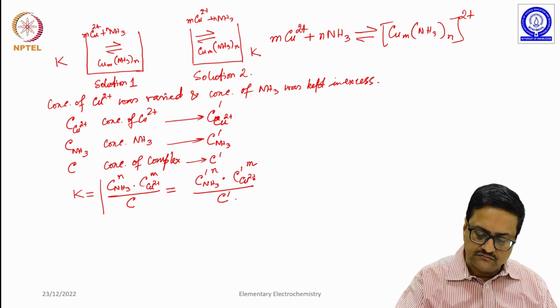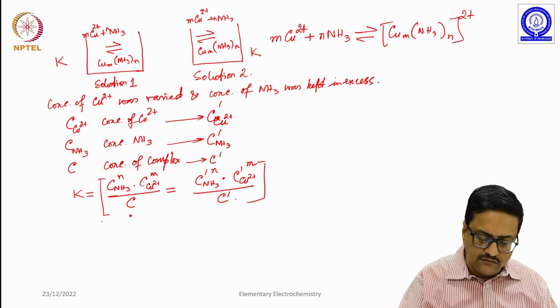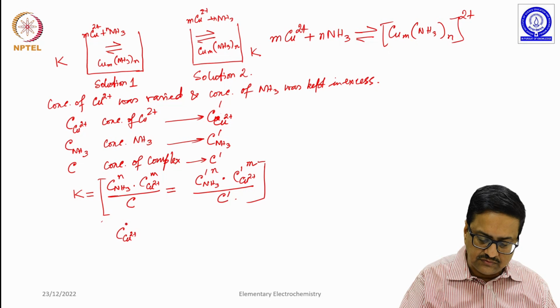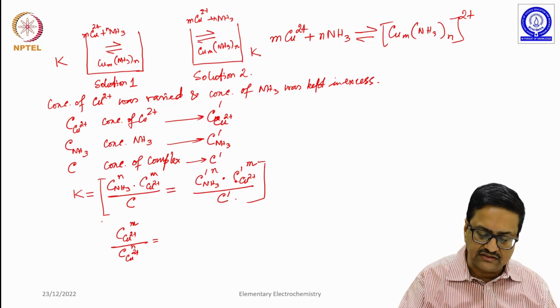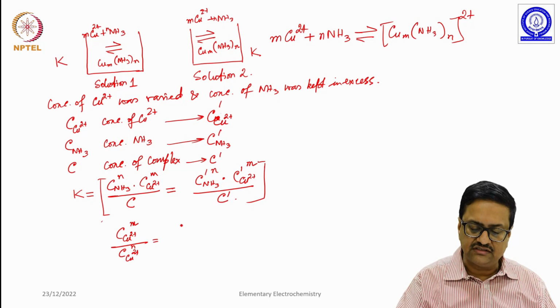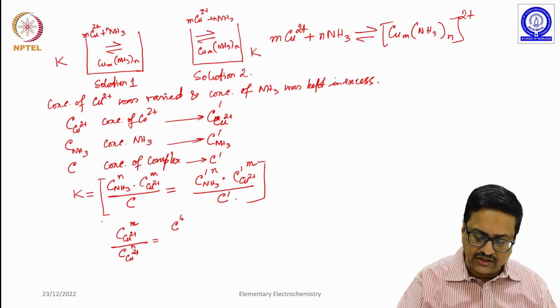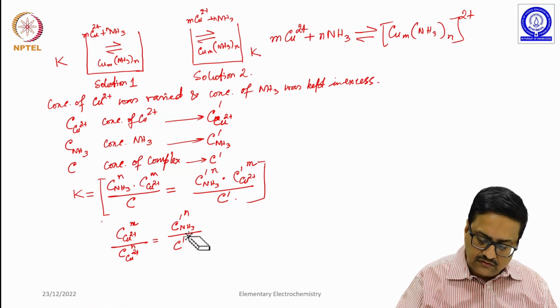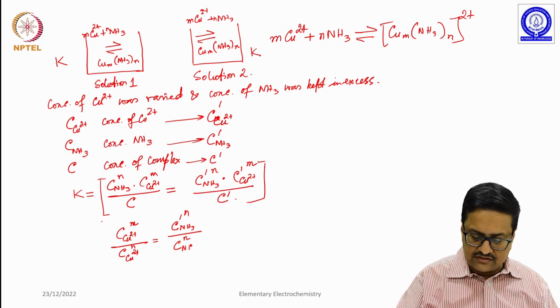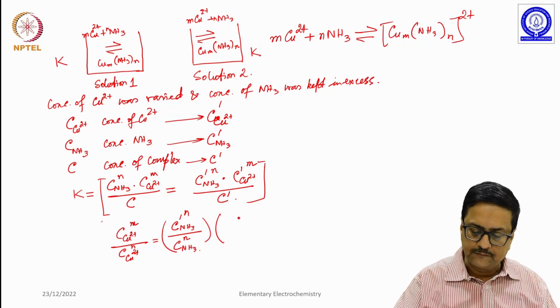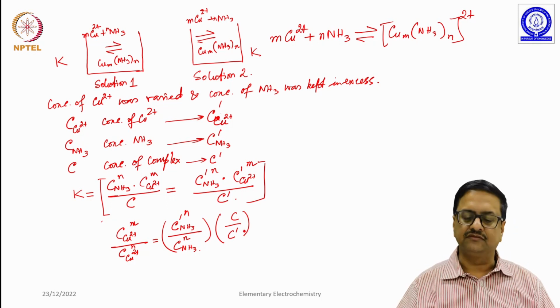Now, by equating these two, one can rearrange and write that C Cu2 plus to the power m divided by C Cu2 plus prime to the power m, taking this and that on one side and transferring the concentrations to the other side, equals C prime to the power n NH3 divided by C to the power n NH3, that is the concentration part of ammonia, and C by C prime, the concentration part of your complex.